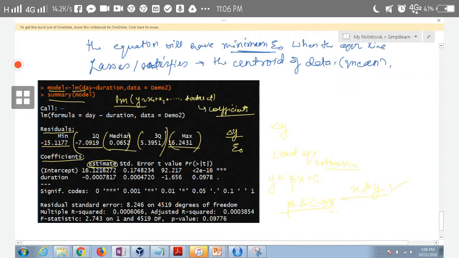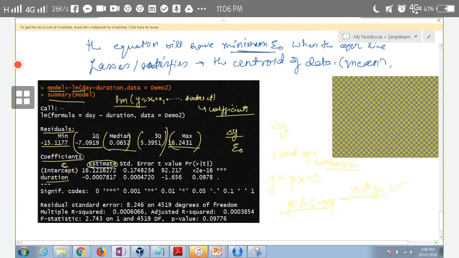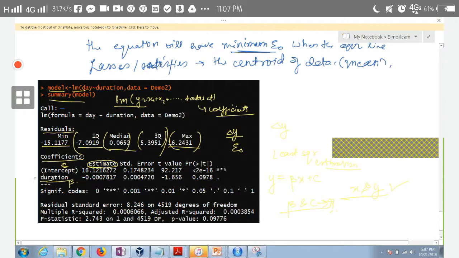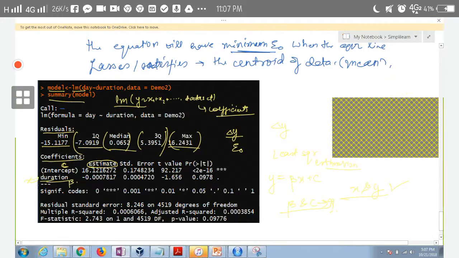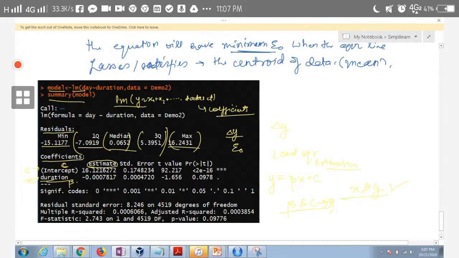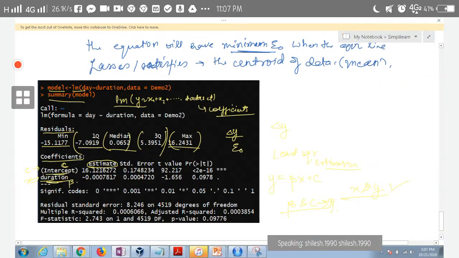Now what is this intercept? This is the C, the intercept. And what is this duration? This is the beta. Why? Because duration was actually your X. So the coefficient of X is this, and the coefficient of C is C itself, the intercept. So the coefficient of X is this duration.